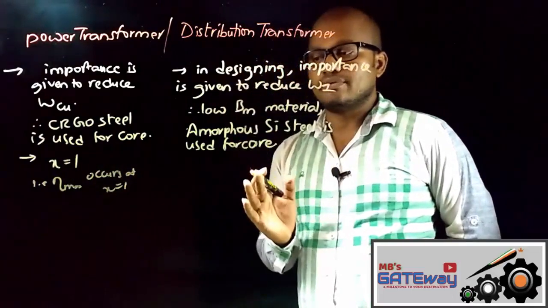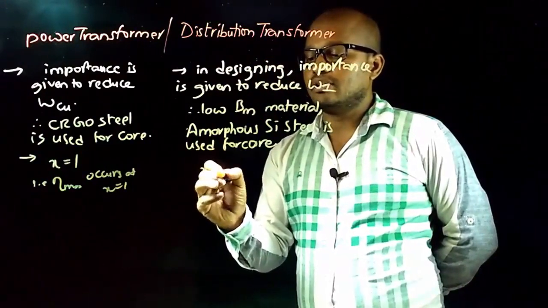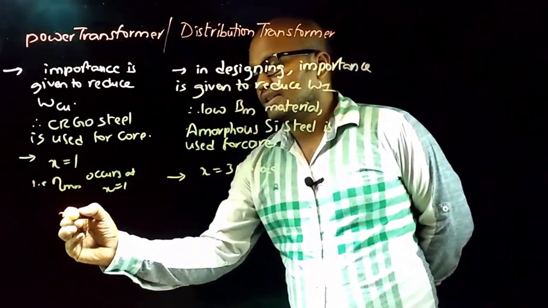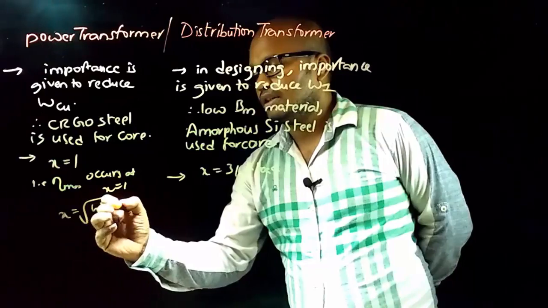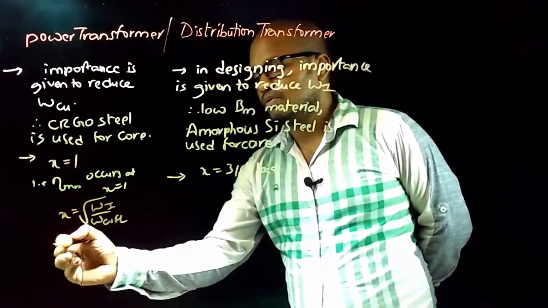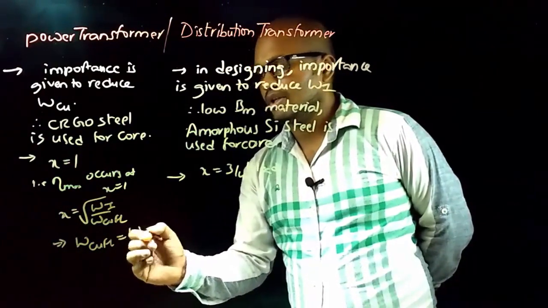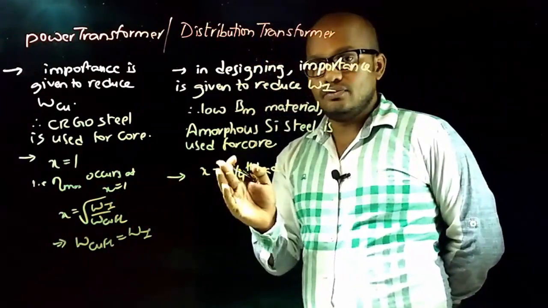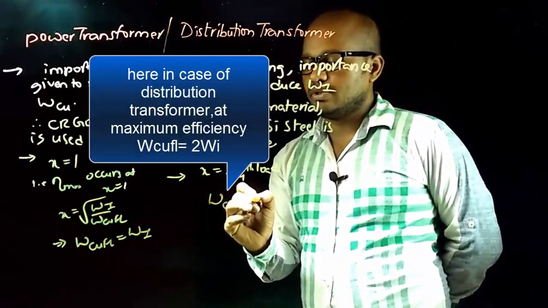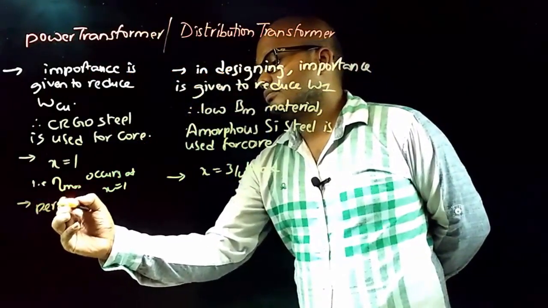And coming to distribution transformer, here loading depends on the load cycle and the maximum efficiency will occur at around 3/4 load. We have a relation that X is equal to root over (WI / WCU full load), and if you place X equal to 1, which implies WCU full load is equal to WI. This is the condition for power transformer. Whereas in distribution transformer, WCU full load will be approximately equal to 2 times WI.